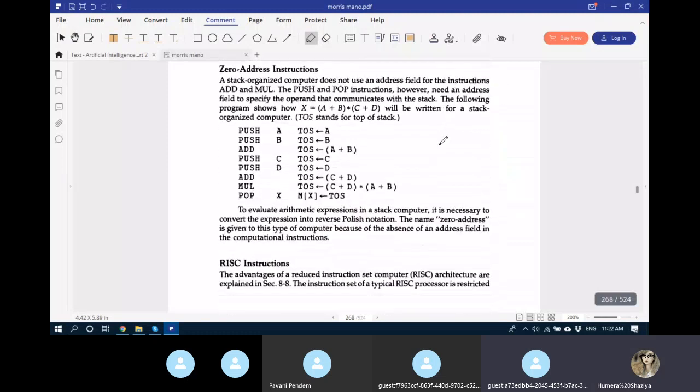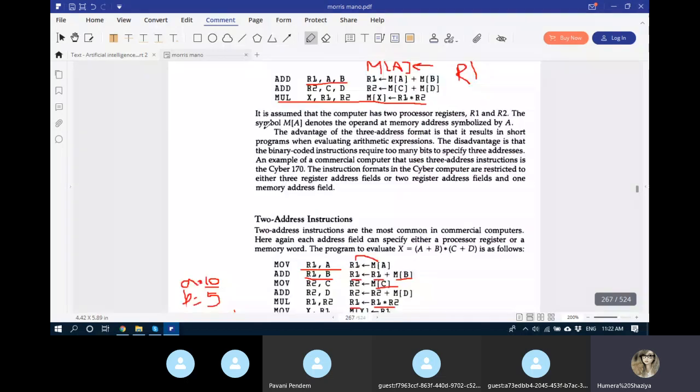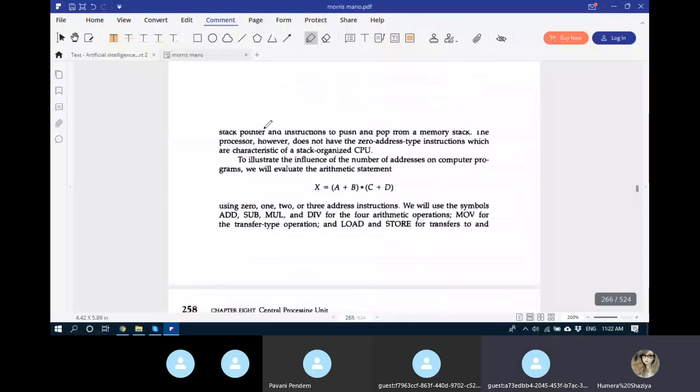Zero address instruction means you don't give any address here. You only specify the elements. Push of A means you are pushing element A into the stack. Push of B means you are pushing element B into the stack. Add means you are adding A plus B, like what we did yesterday. I will show you here.